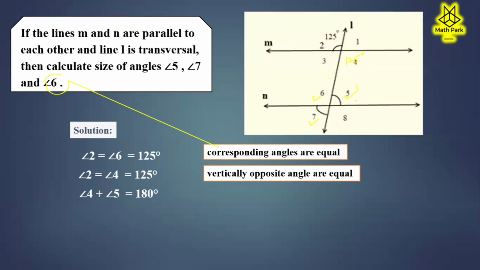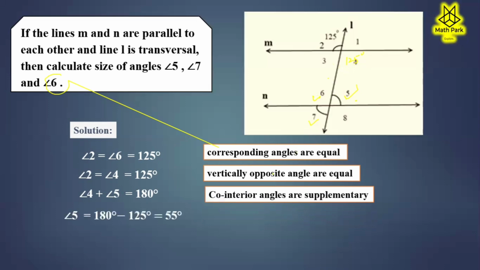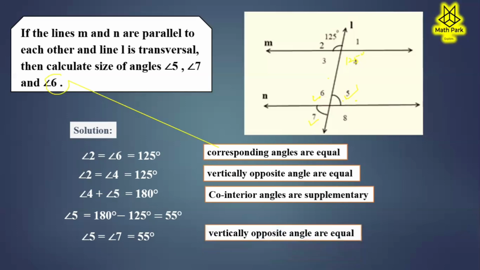Now angle 4 and angle 5, they are interior angles on the same side of the transversal, so they are supplementary. So put the value of 4, which you got as 125 here, and find the value of 5. So 5 is 180 minus 125, this is 55 degrees. And now angle 5 and angle 7. What is the relation? Yes, they are vertically opposite angles. Got it? So one angle is given.